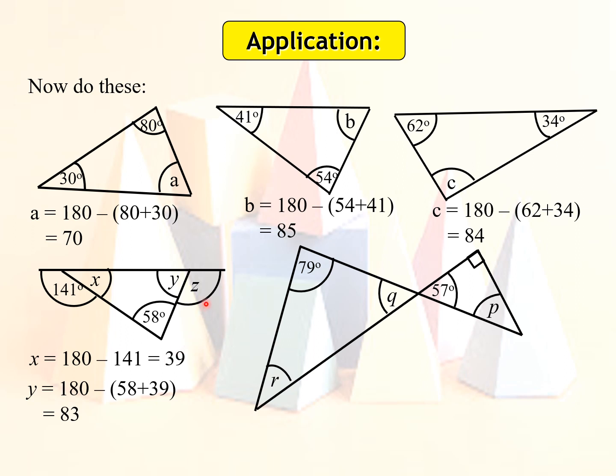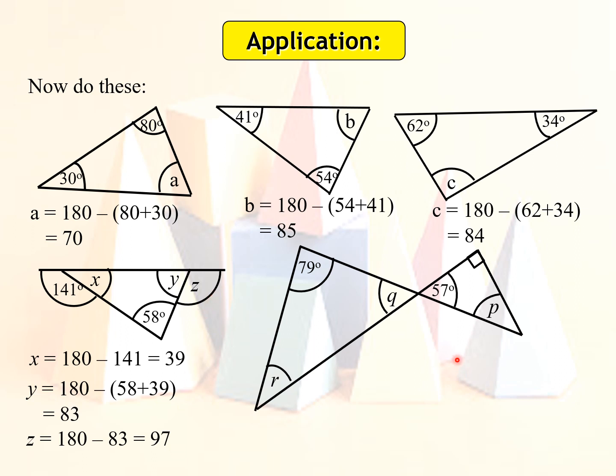And to solve for angle Z, we are going to simply subtract whatever we computed for angle Y. Because they form a line, it adds up to 180 degrees. So 180 minus 83 is equal to 97. So angle Z is 97 degrees.